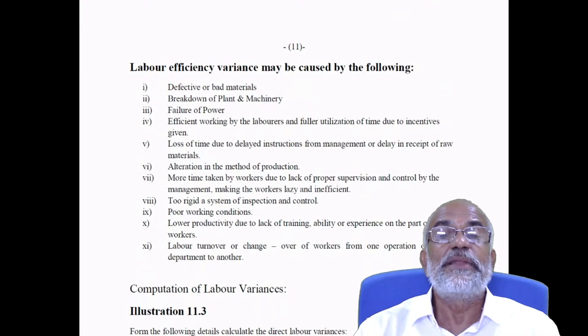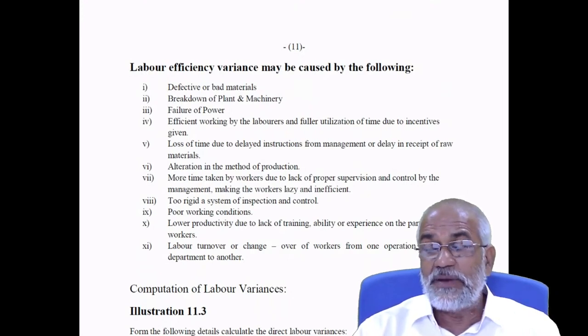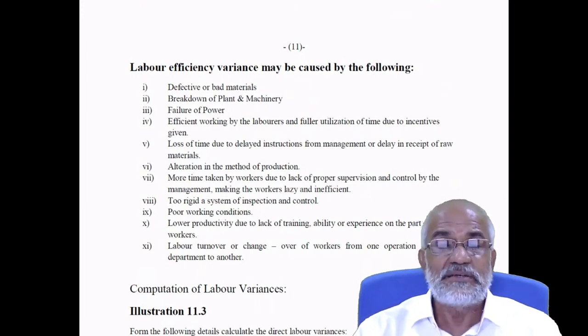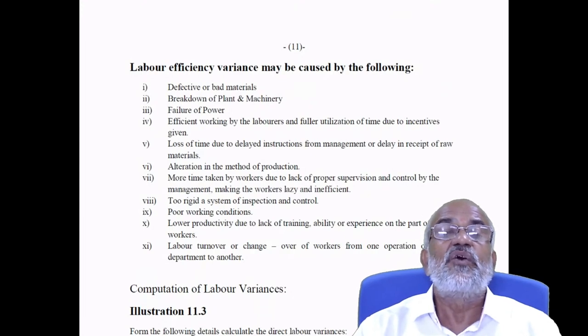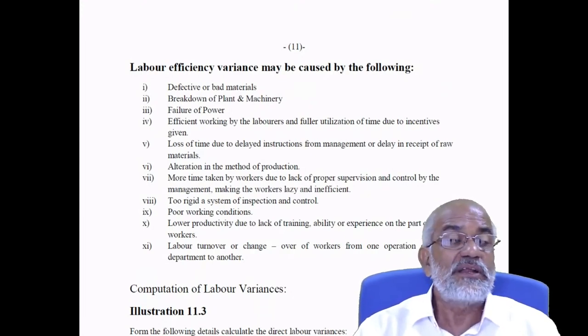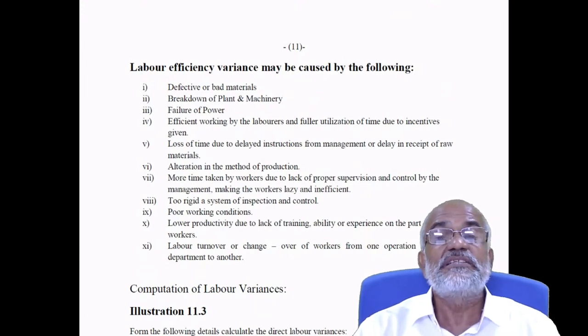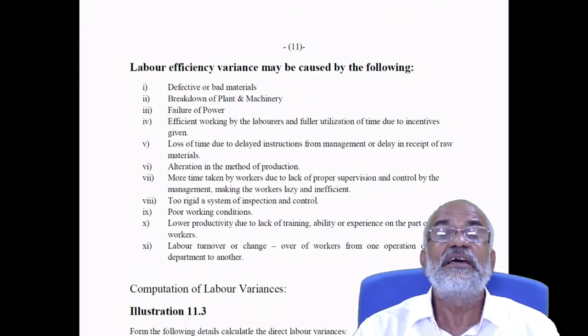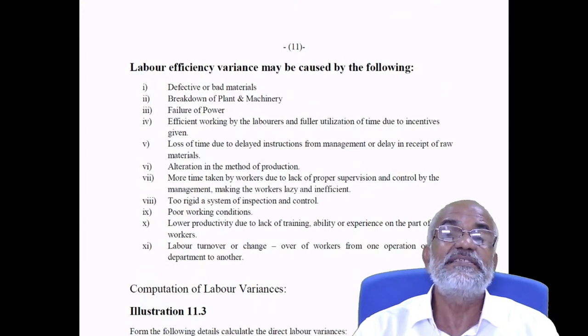The second one is breakdown of plant and machinery. When there is frequent breakdown of plant and machinery, this may result in idle labor, and this will cause the labor efficiency variance. The third reason is failure of power. When there is failure of power, obviously the plant will be shut down, and the laborers will spend their idle time, and this will definitely result in labor efficiency variance.